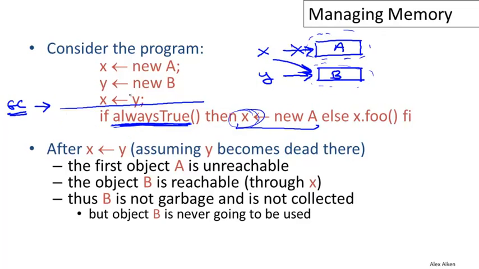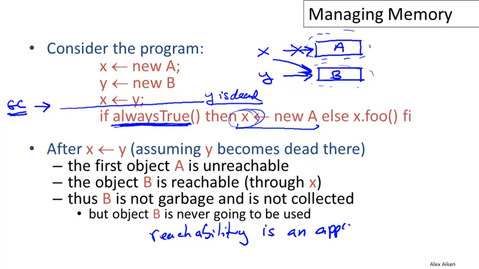And furthermore, if Y is not used anyplace else in the program, if Y is dead at this point, let's say that Y is dead here, then neither one of these references to B is ever going to be touched again. So in fact, the B value will never be used again, even though it is reachable. And so what this tells you is that reachability is an approximation.